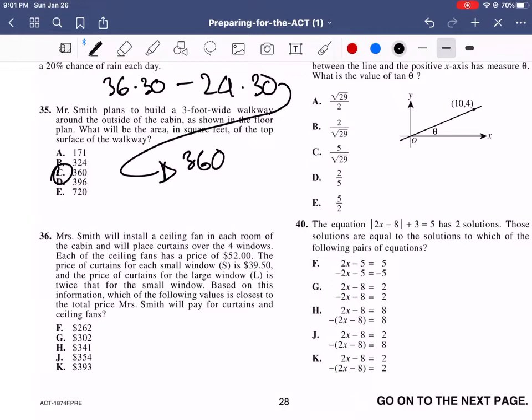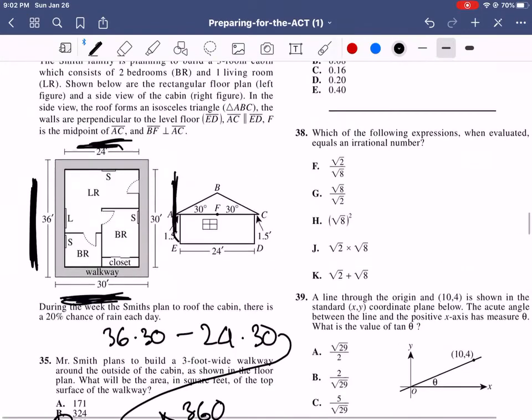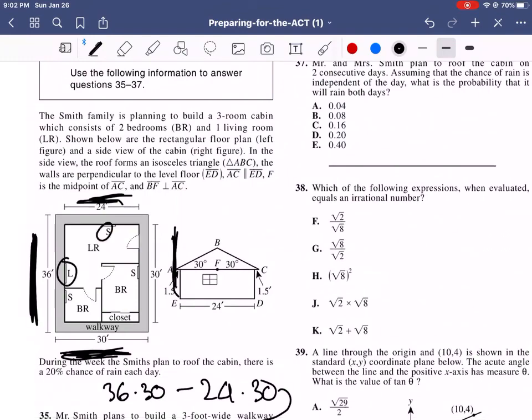Mrs. Smith will install a ceiling fan in each room of the cabin and will place curtains over the 4 windows. Each of the ceiling fans has a price of $52. The price of the curtains for each small window is $39.50. And the price of curtains for the large window is twice that for the small window. So how many large windows do we have? We have 1, 3 small windows.